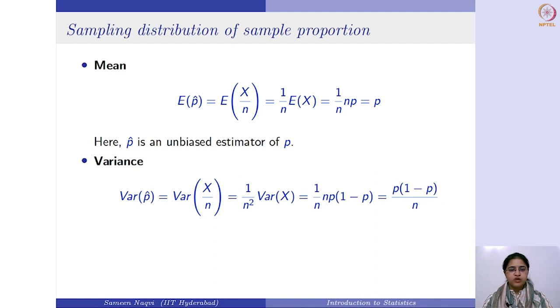Now, if you calculate the variance of p hat, then variance of p hat is nothing but variance of x by n. If you take n outside, it will be n square, because we are dealing with variance over here. And variance of x for the binomial random variable will be npq. So one n will cancel out, it will be pq by n, or you can say p into 1 minus p by n. So obviously the standard error, which is nothing but the standard deviation of the sample statistic, is the square root of this. So it will be root of p into 1 minus p by n.